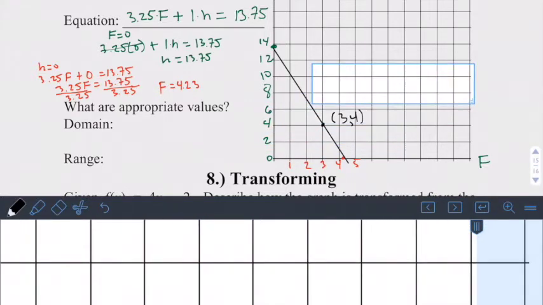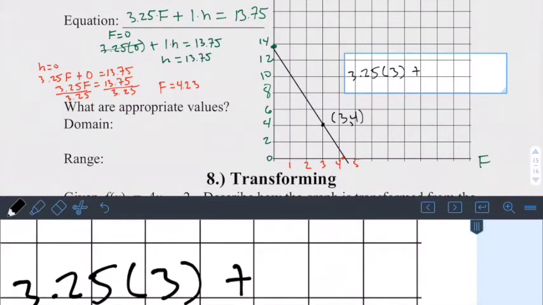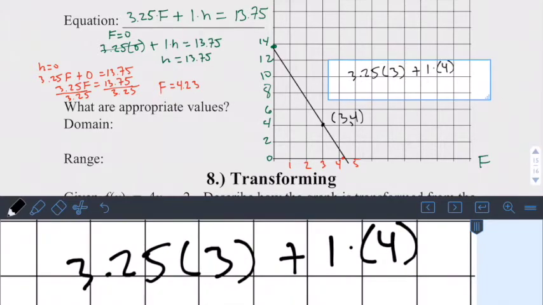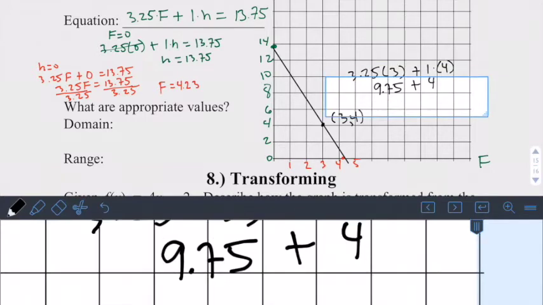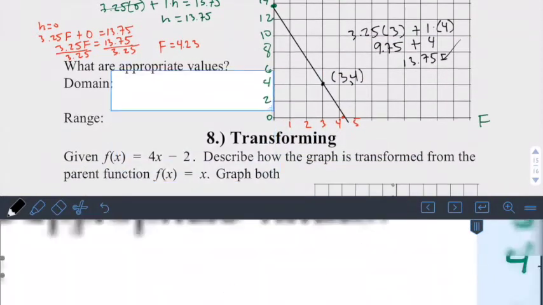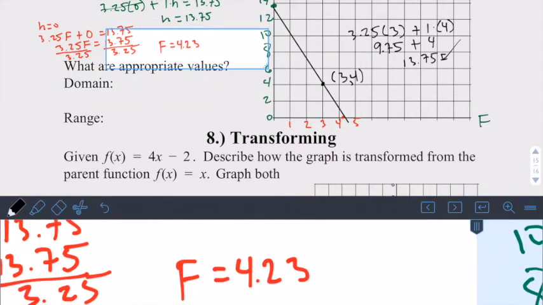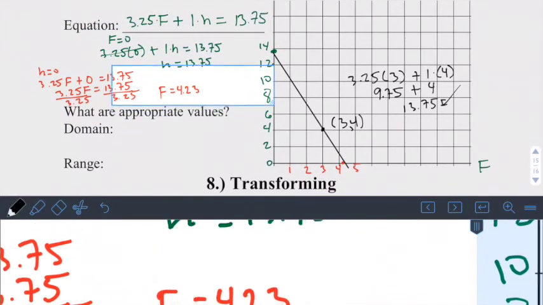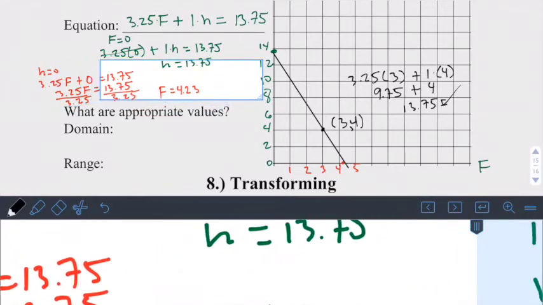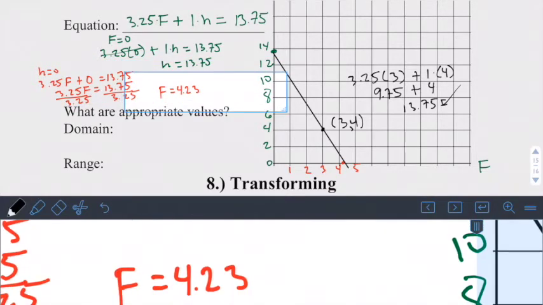3 Frappuccinos would be $3.25 times 3, and 4 hash browns. $3.25 times 3 is $9.75, plus 4 is my $13.75. So that works. Now, what are appropriate values? Let's think about this for a second. Even though theoretically we said we could have 0 hash browns and 4 Frappuccinos and 0.23 of another Frappuccino, we can't have these decimals and fractions.